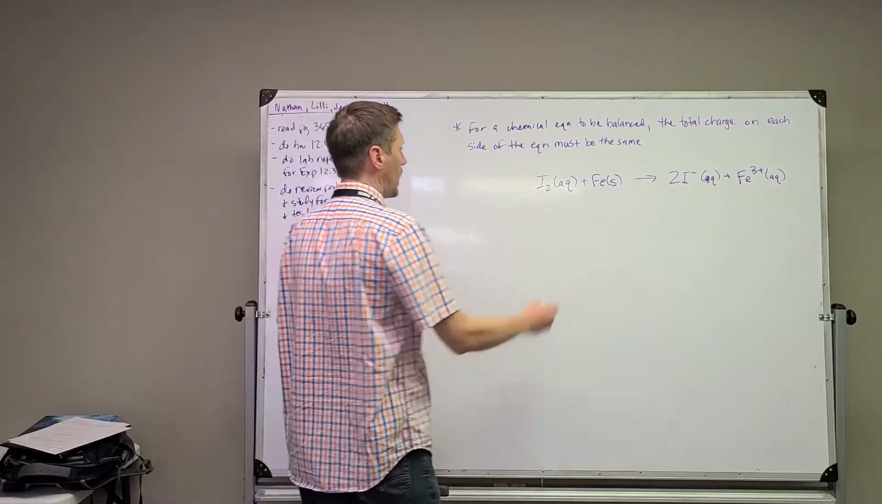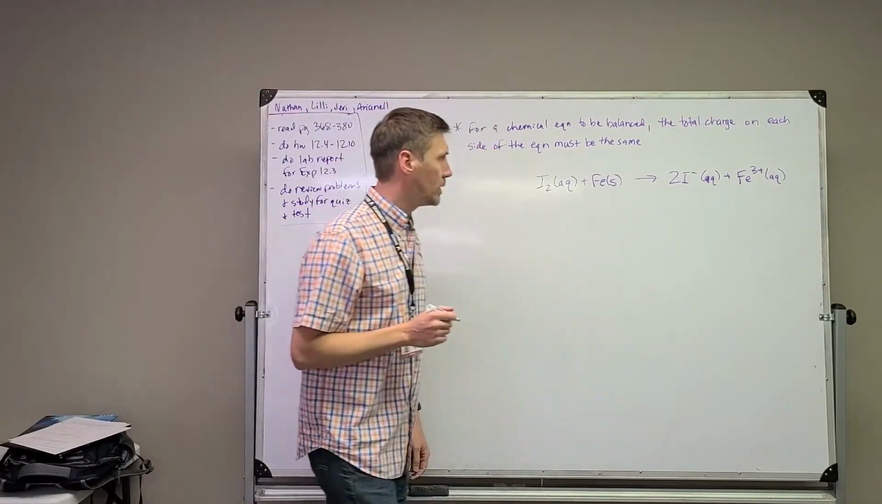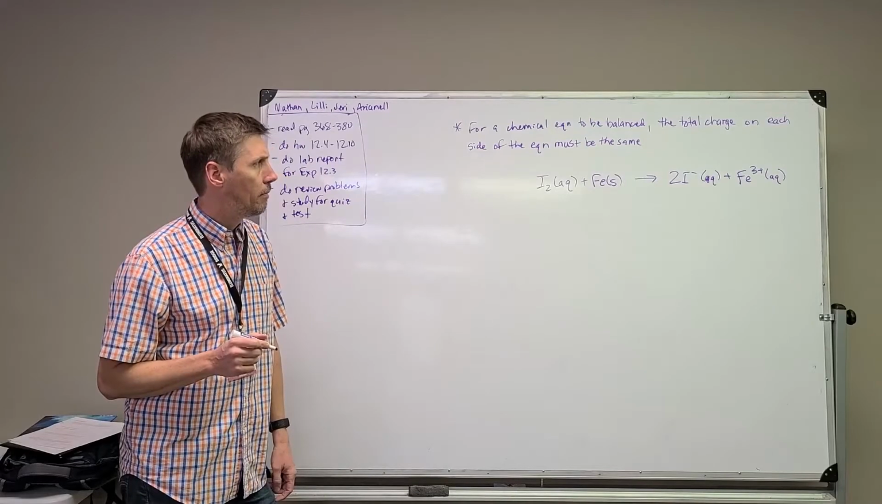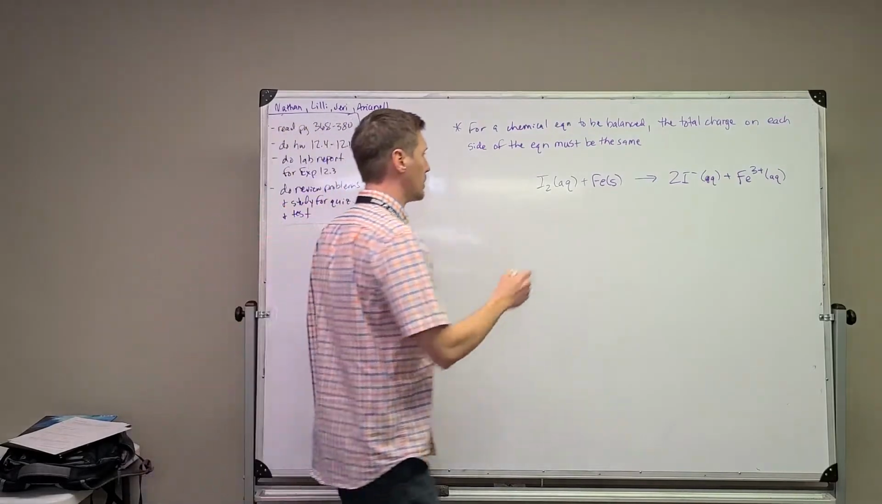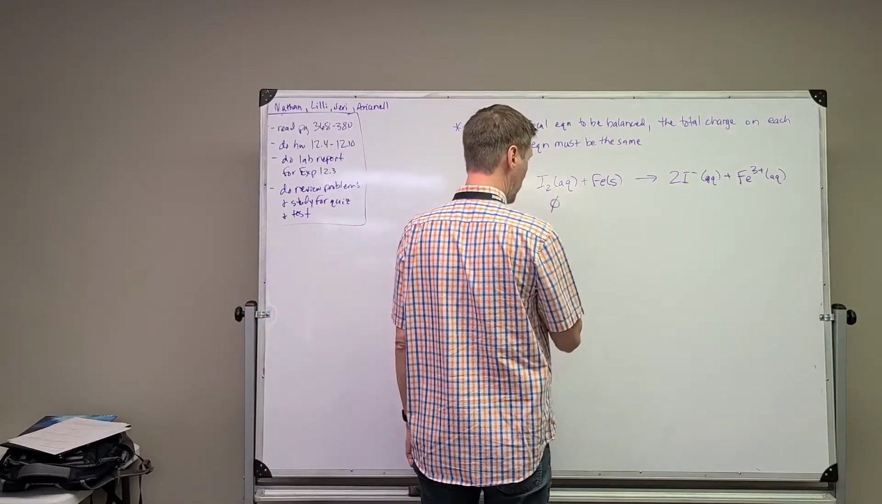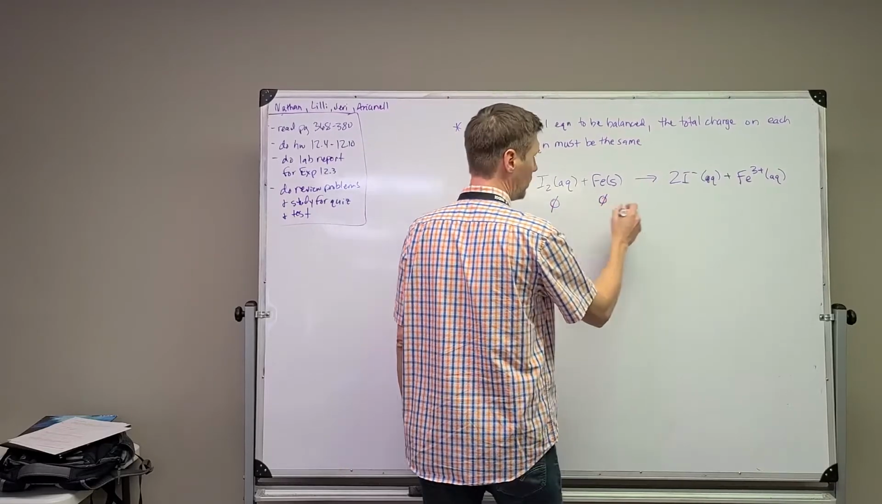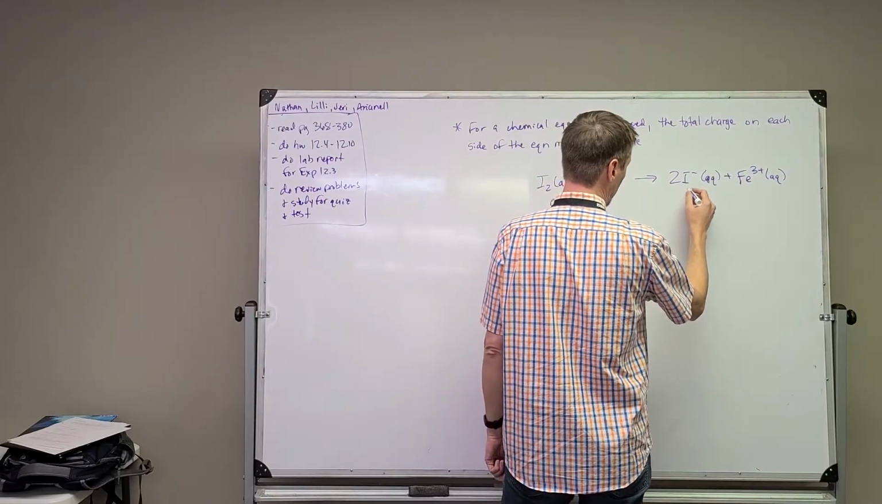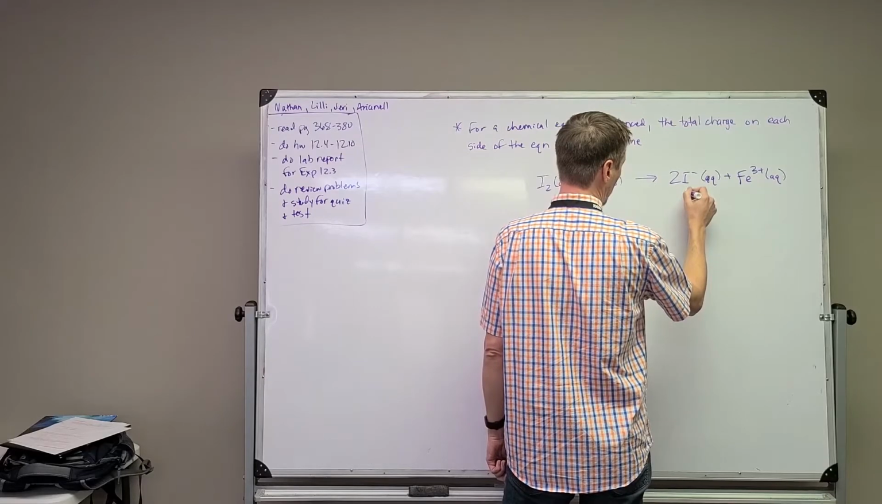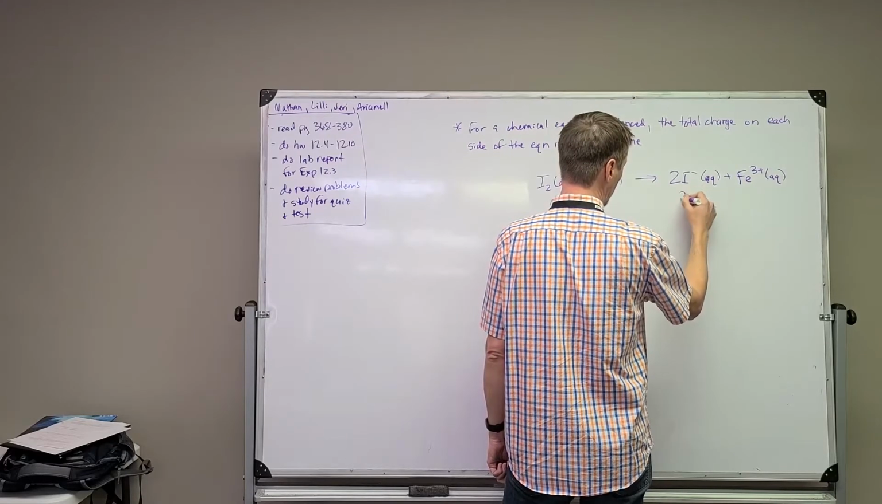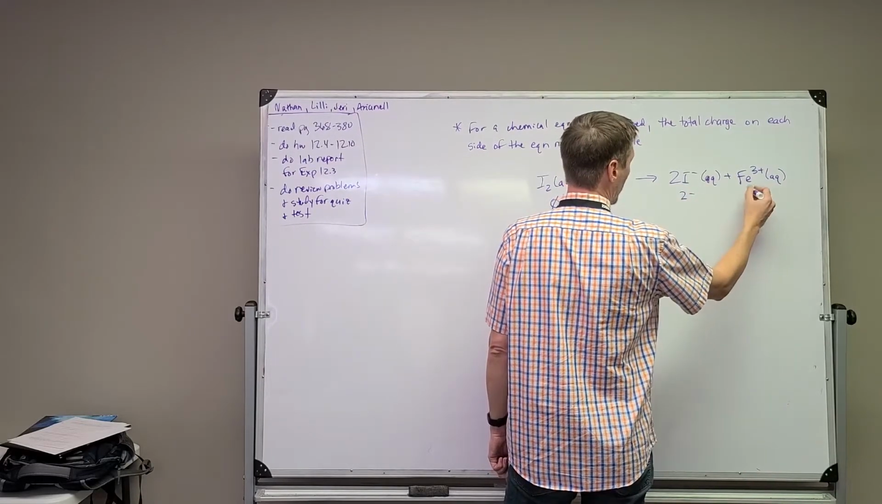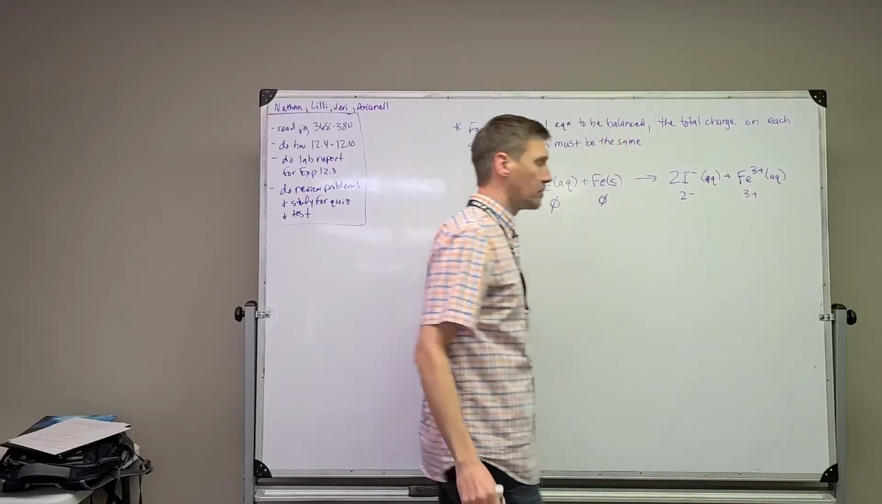All right, so we start writing down our oxidation states because we see immediately that the atoms are balanced. But let's check the oxidation states now. So 0, 0. This is going to be 1 minus, but we've got 2 of those, so 2 minus, and this is going to be 3 plus.